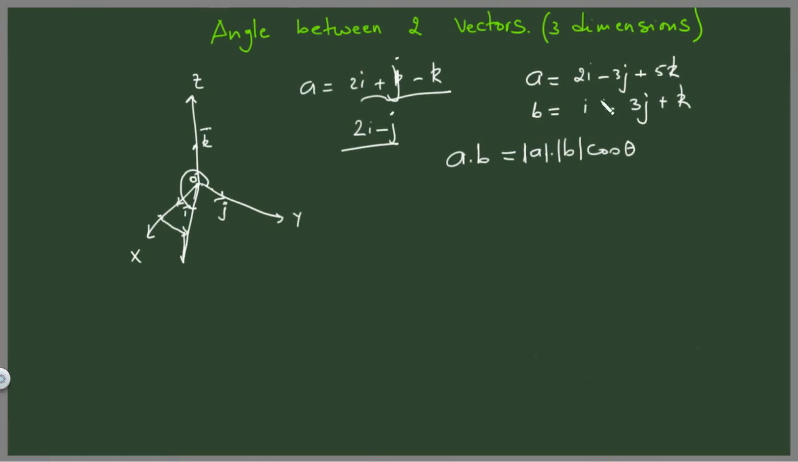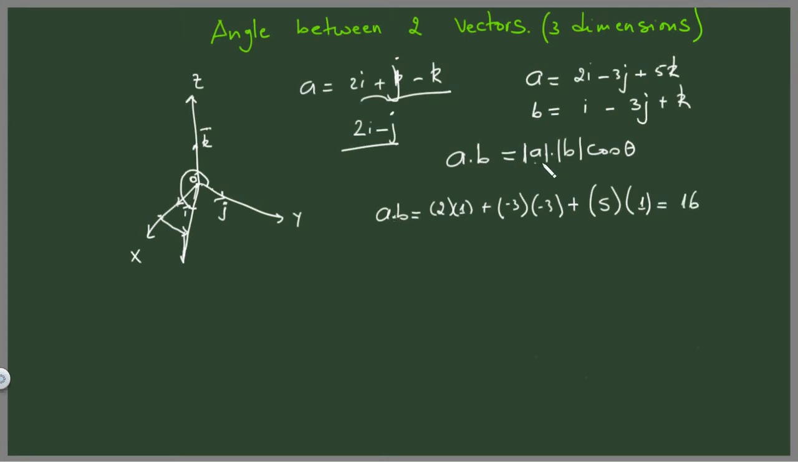So a dot b we can do here: we have 2 times 1, plus minus 3 times minus 3 for the j value, plus 5 times 1. This is 2 plus 9 is 11, plus 5 is 16. So a dot b equals 16.